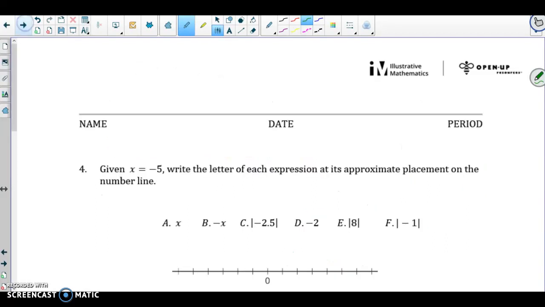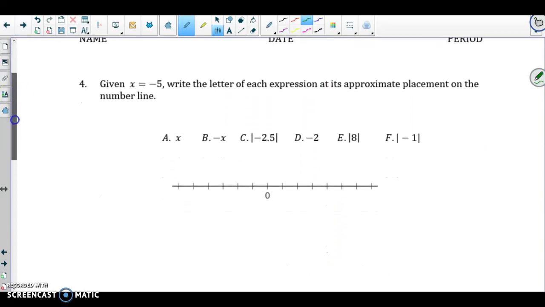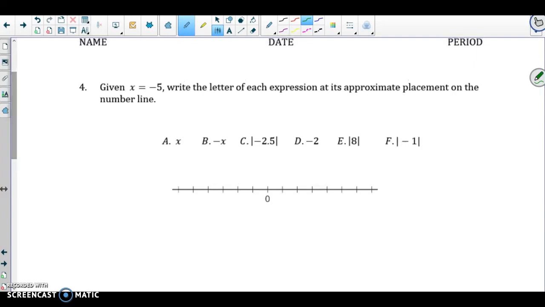All right, page 2, so number 4. Given that x equals -5, write the letter of each expression at its approximate placement on the number line. So I have these weird things here. I have x, negative x, oh, absolute value. So I'm going to simplify some of these first.